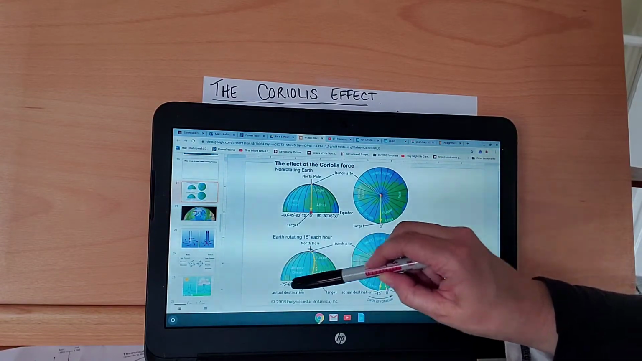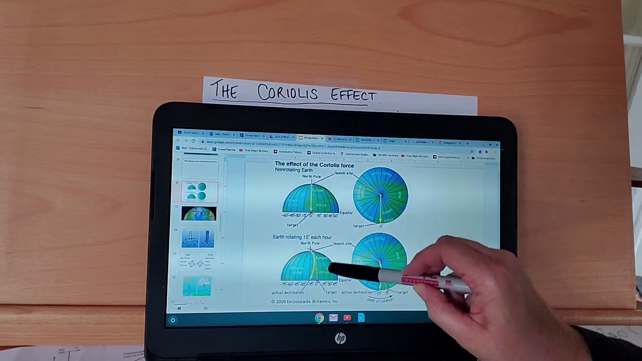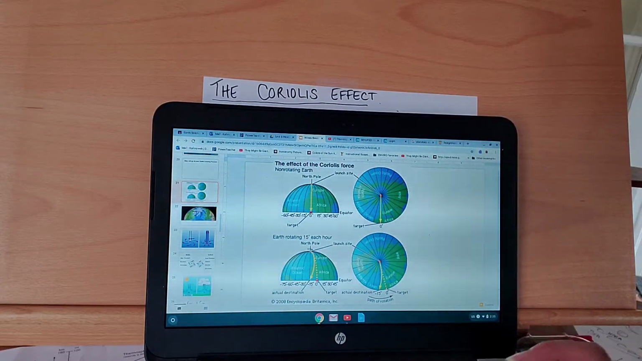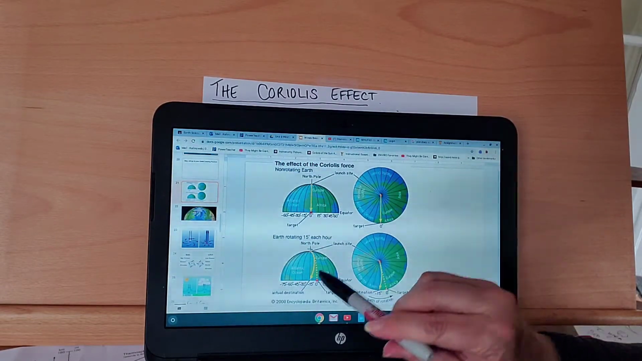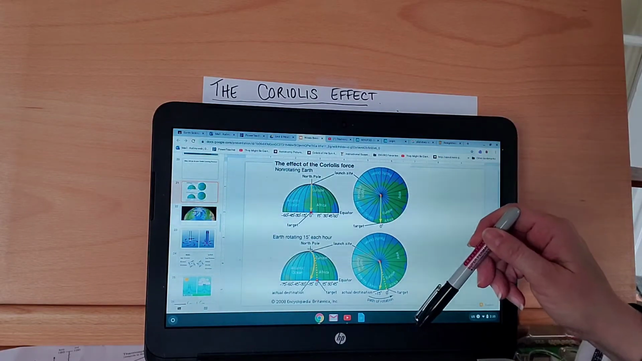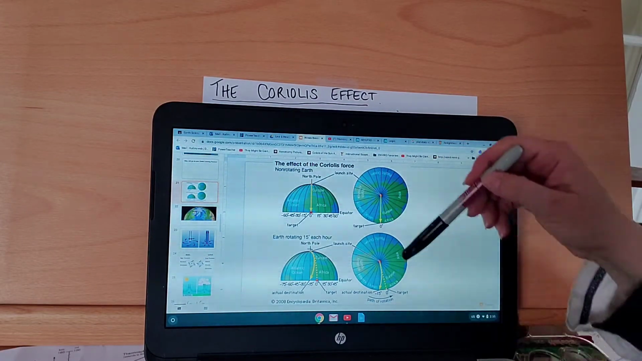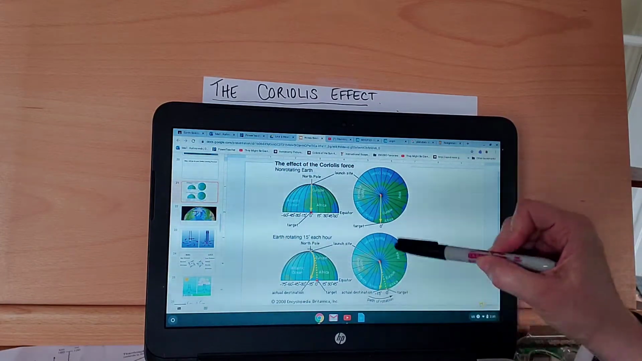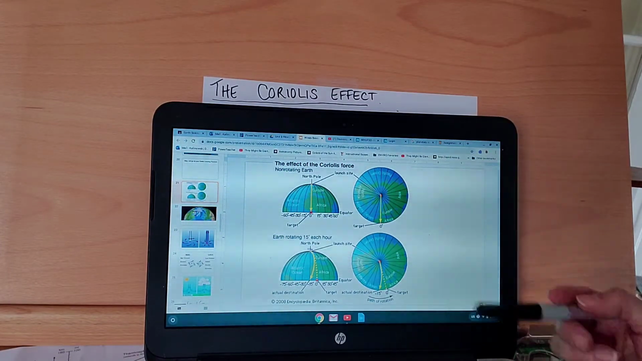Remember, it's clockwise. Clockwise in the northern hemisphere. We are looking at the northern hemisphere only. This is the aerial view. This is the profile. This would be the aerial view, looking down. The winds are trying to blow from the poles to the equator, and they are, but they spin out a little bit. Clockwise in the north, counterclockwise in the south.